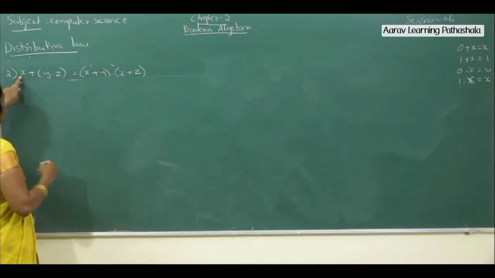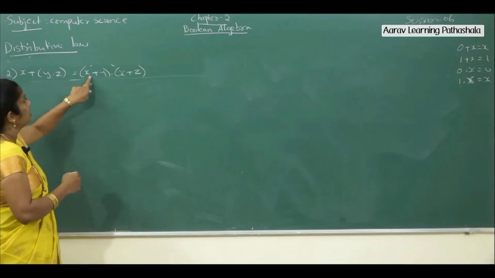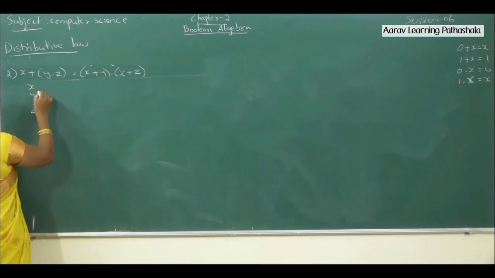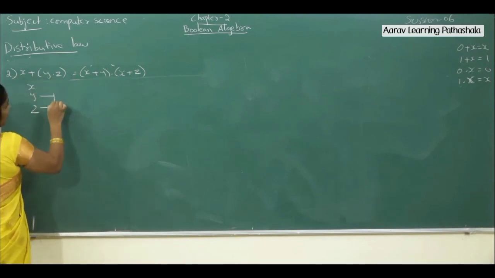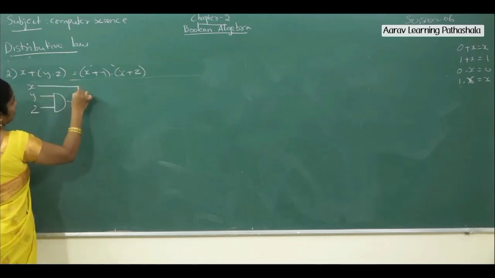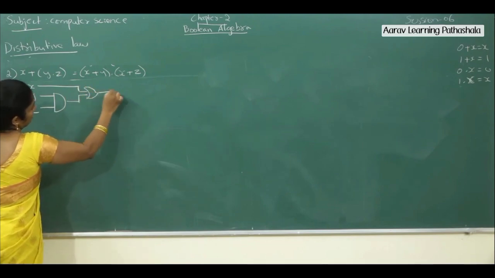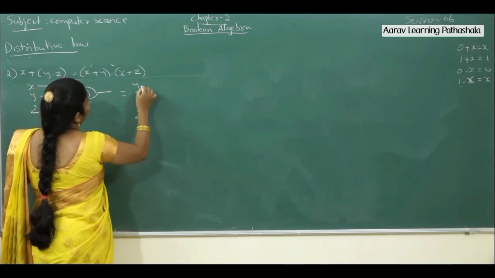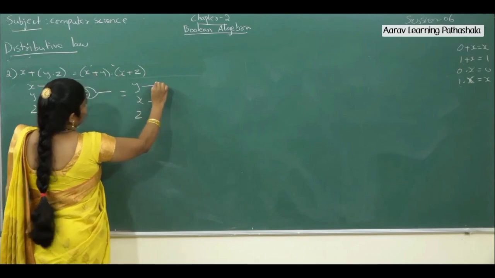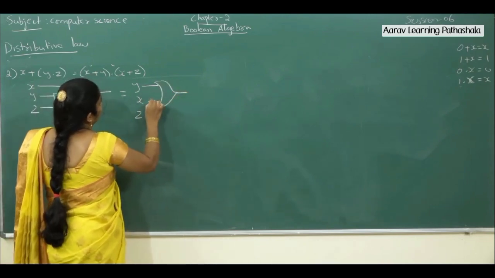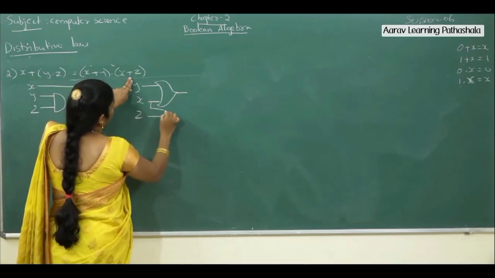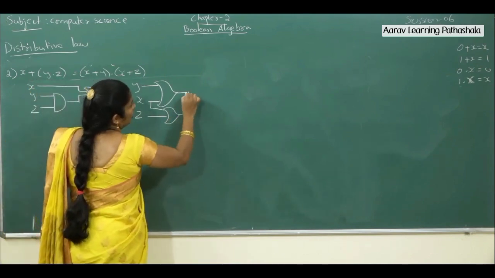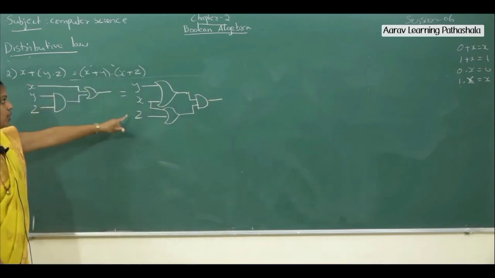Now, the second distributive law states that x plus y into z equals x plus y into x plus z. Now, x, y and then z. Here, y into z we have. Into means D shape, you have to write. Here, plus operator, that's why C shape. These two are connected with C shape. This part equals x plus y, reverse C shape, plus operator. Then, once again, x part, then z part, plus operator, reverse C shape. These two are connected with dot operator. Dot operator means D shape. Right hand side value equals left hand side value.